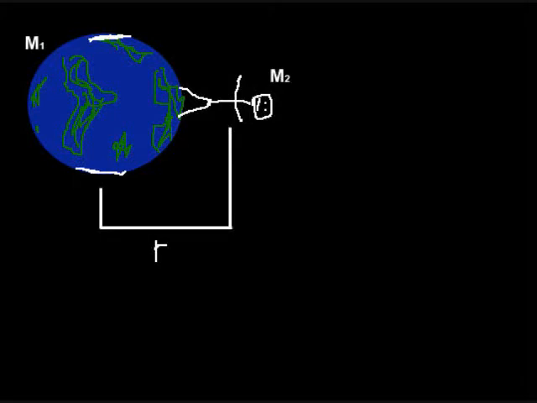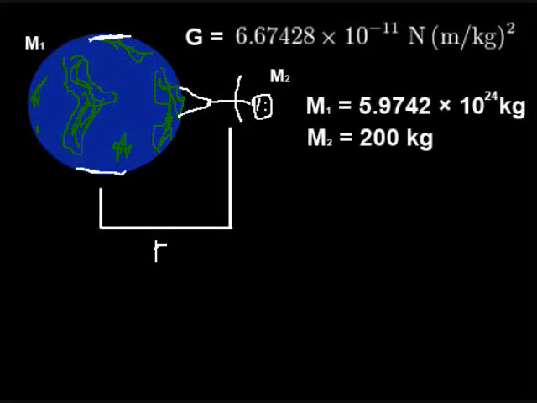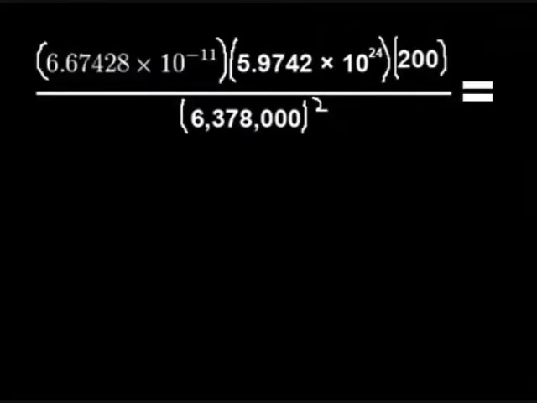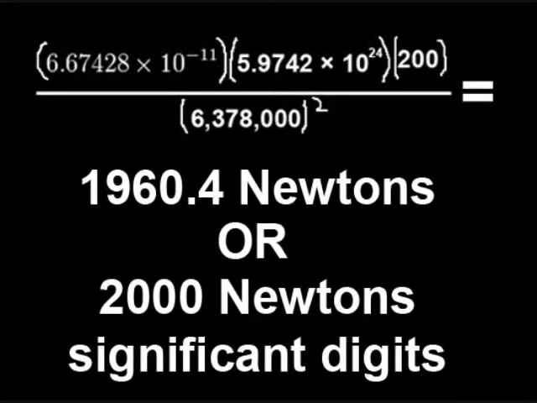For example, we will use the Earth and a person on the Earth. Now imagine that's you standing there. You have two masses of objects and a distance between them. Then you also have your constant ready to go. So you will list your variables to start. Mass of 1, mass of 2, the distance. Then you put them in the following equation, and you will get 1,960.4 newtons. But wait, significant digits, 2,000 newtons.